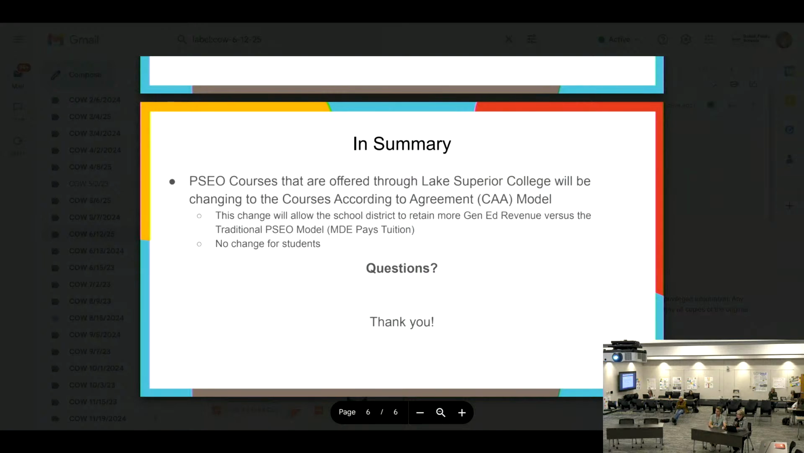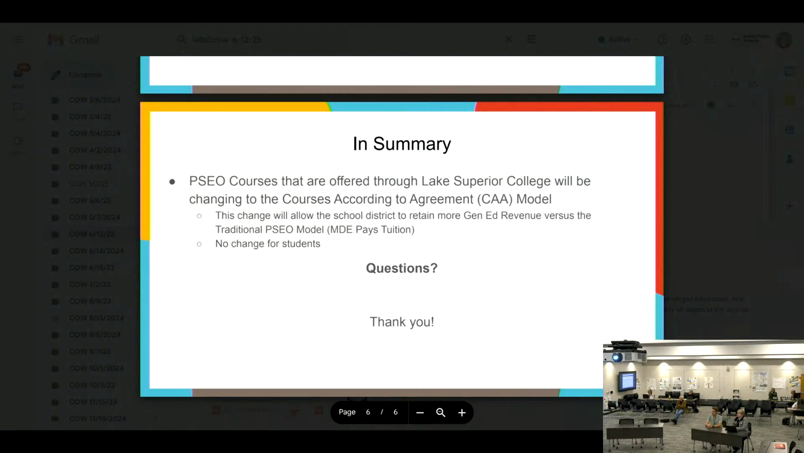Okay, thank you. And then a follow-up on that, because my second question was, if the cost savings isn't there someday, are we able to revert back? I was just going to add to the UMD that I know the U of M system, they won't do courses according to agreement. They only will do the traditional model. And yes, this would be a one-year contract that we would bring to the school board every year for approval.